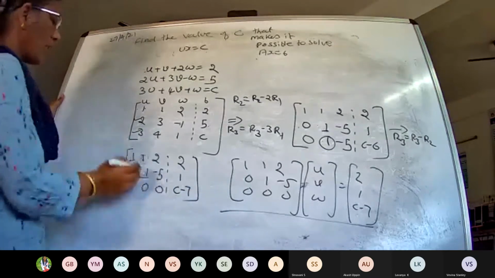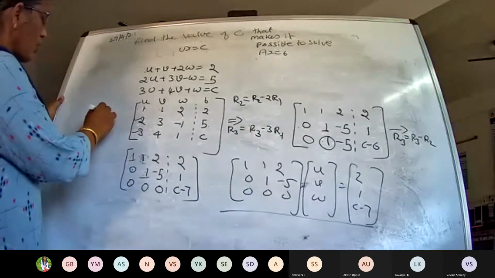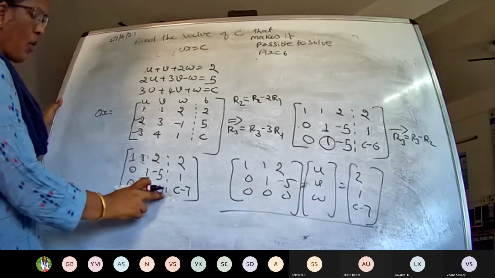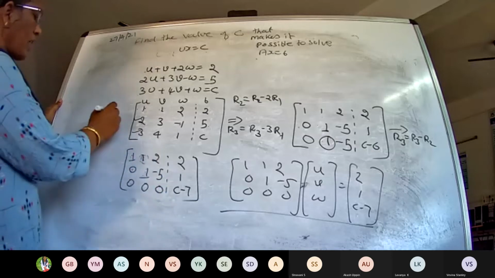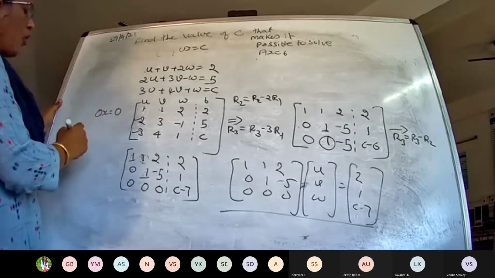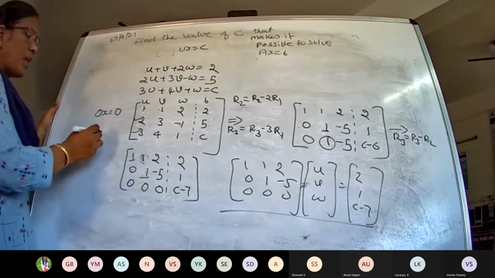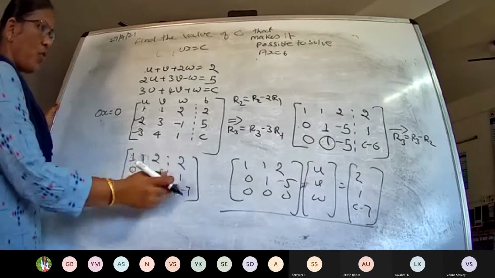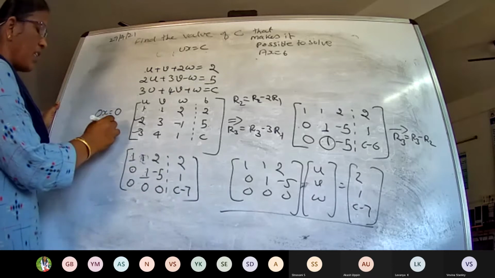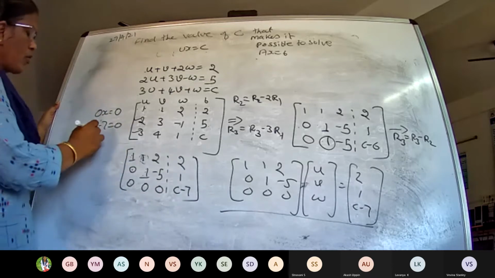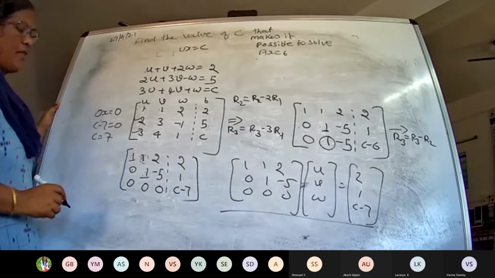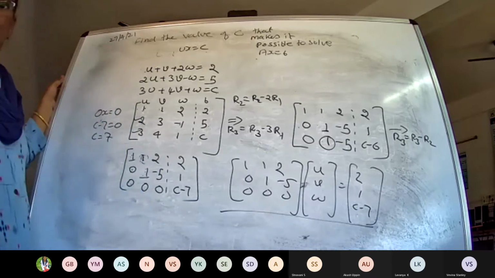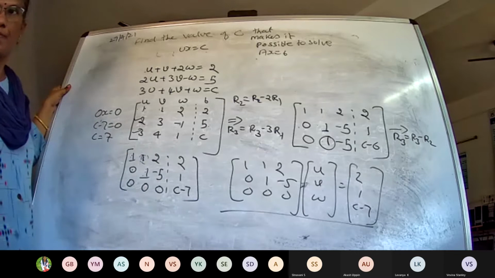Yes, I told you the system is solvable. From these 2 rows we will not come to know. From the all 0 row, that is 0x equals something, it should be 0. Then only it is solvable, right? So if the system has to be solvable, that is C minus 7, it should be equal to 0. So C should be equal to 7 so that you can solve these equations. Is it clear?